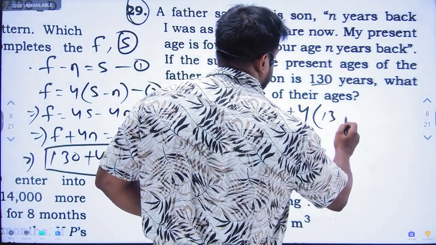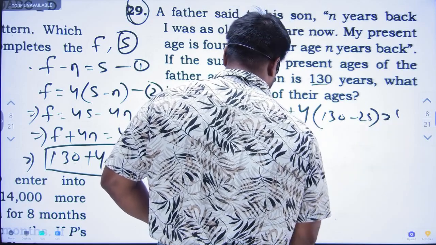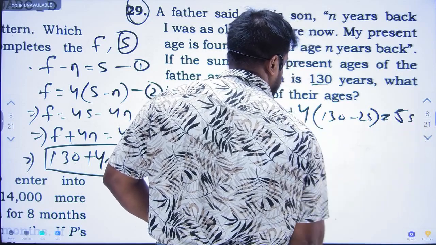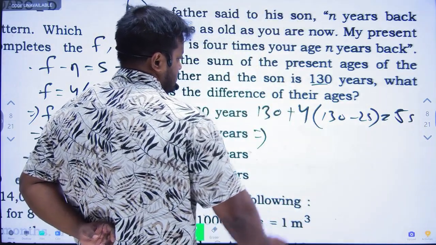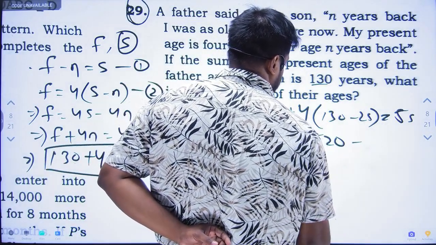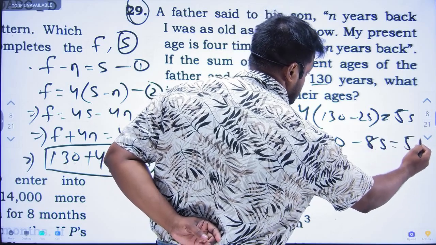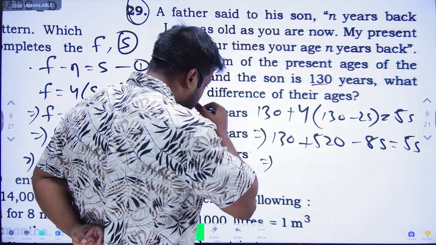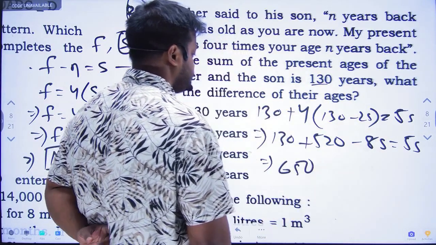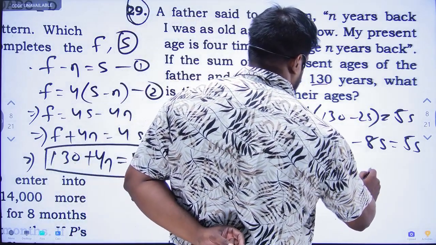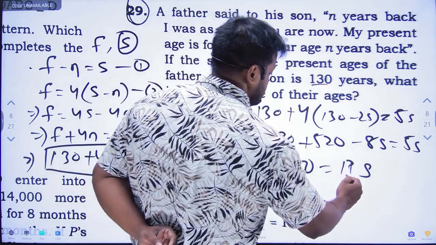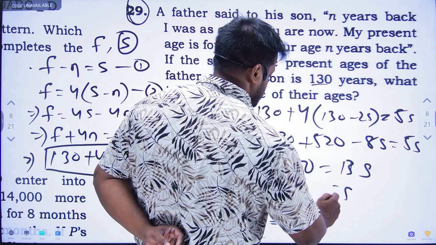So 130 minus 2S equal to 5S. That implies 130 plus 520 minus 8S equal to 5S. That implies this is 650 equal to 13S. That implies S equal to 50.